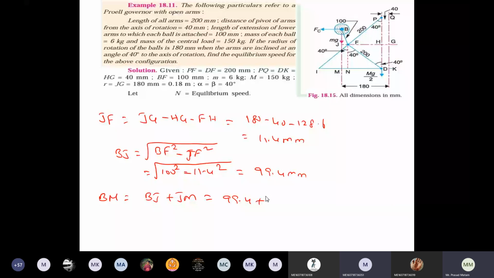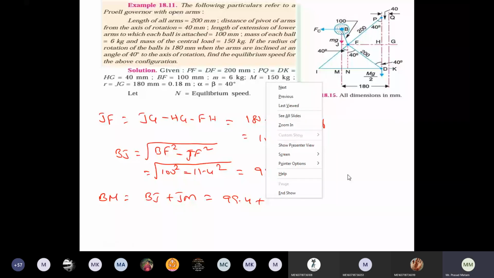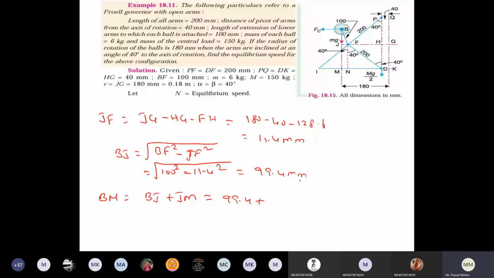No. PH is 150, right, I got it. 150 mm. JM is equal to PH, which equals 150. Solve it. What is the answer you are getting? 99.4 plus 150 comes around 250, a round figure. Rounding it off, I am getting 250 mm.